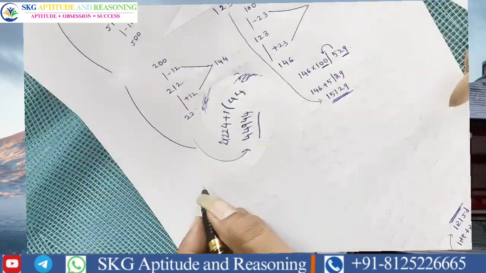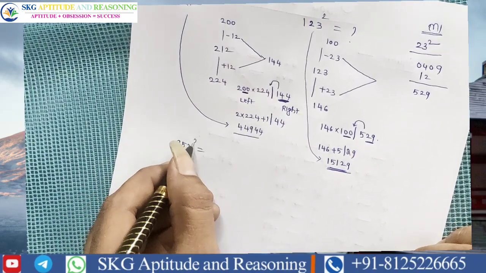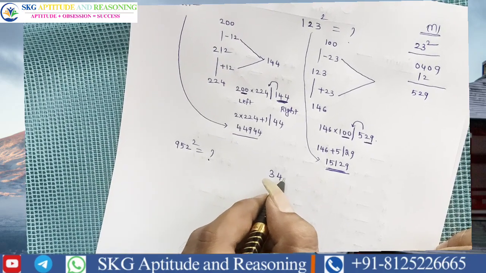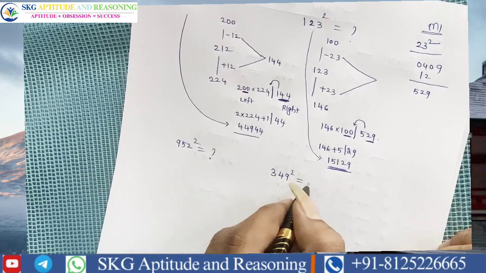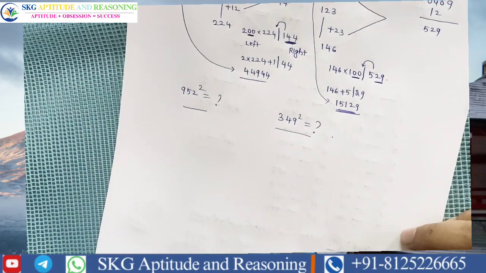Similarly, you try to solve it for 952 square, how much, and 349 square, how much. So take these as example problems and try to solve them using this method.